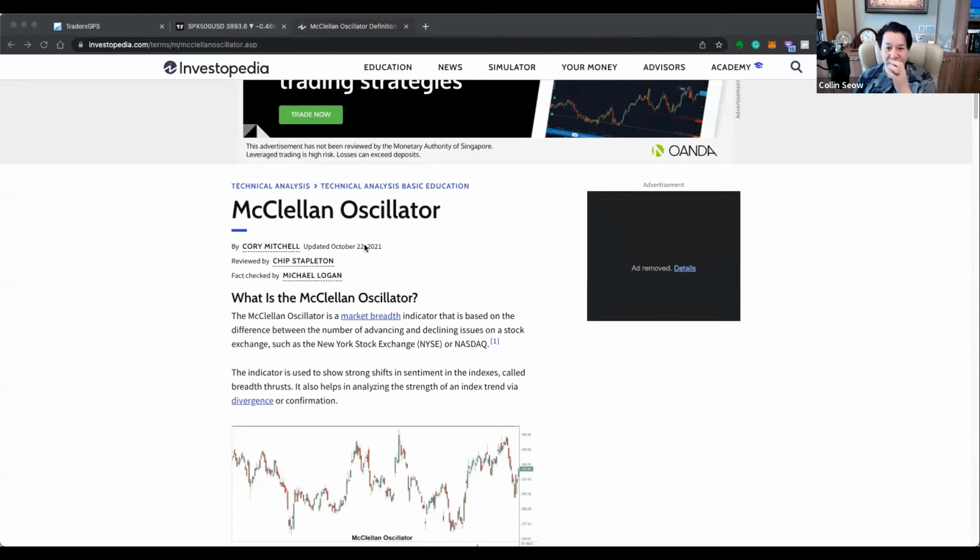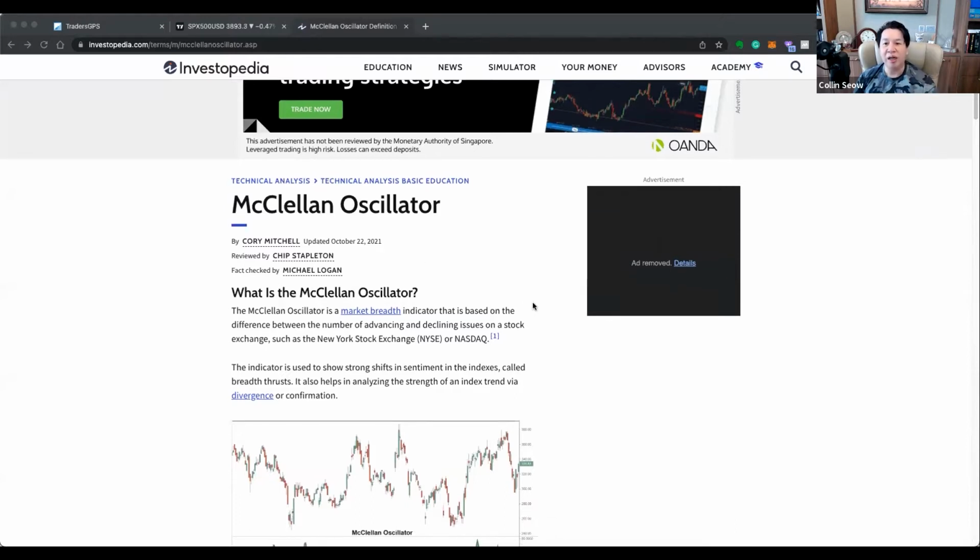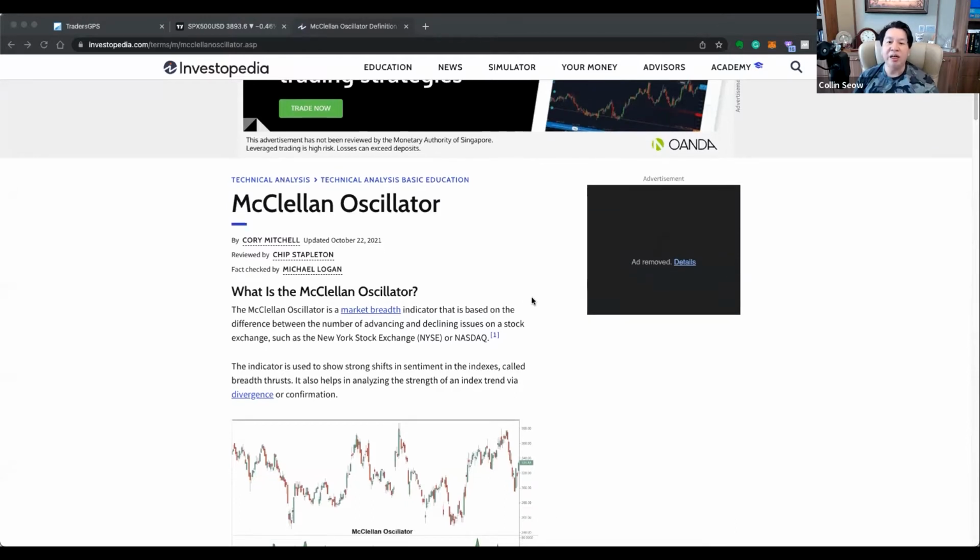So this is based on that. Usually a breadth indicator is used as a reverse indicator. That means if there are too many going up, then maybe it will come down. If too many are going down, then it will go up. So let me share with you how it works.